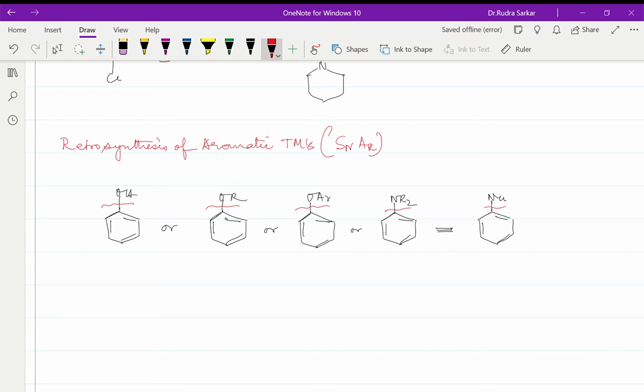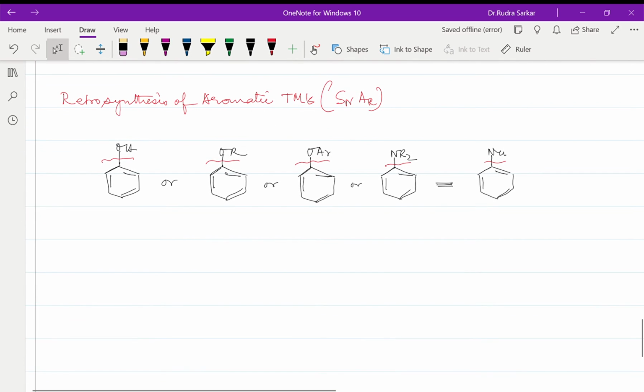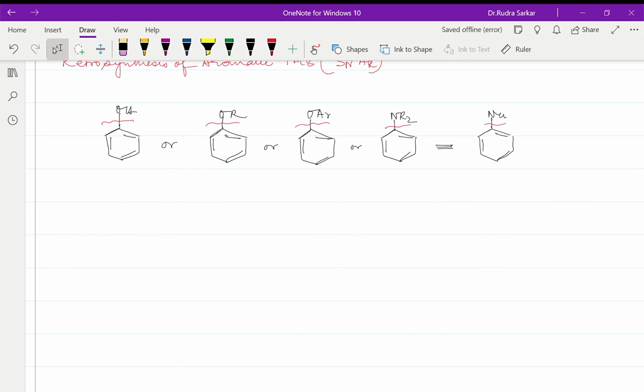So in benzene systems, whether we think of aromatic nucleophilic substitution reactions, or aromatic electrophilic substitution reactions, or the diazonium pathways to synthesize molecules, always the group that is attached to the benzene ring is first cleaved, and we have to think of different synthetic strategies. So suppose this is the nucleophile here.